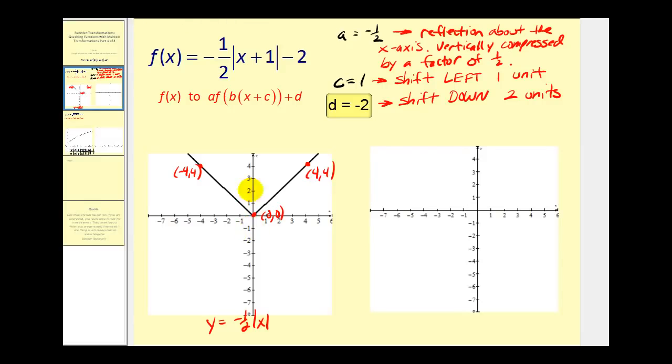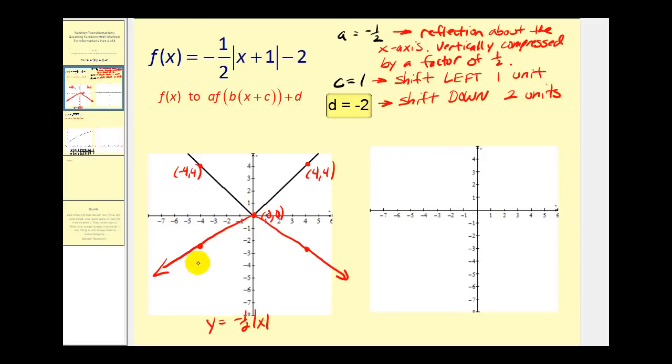So the transformed graph will still have the point 0, 0, but now when we multiply this y-coordinate by negative 1/2, we'll have the point negative 4, negative 2. And we multiply this y-coordinate by negative 1/2, we'll have the point 4, negative 2. So this will be the graph that has been reflected and vertically compressed. Now we're going to take these 3 points and shift them left 1 unit and down 2 units.